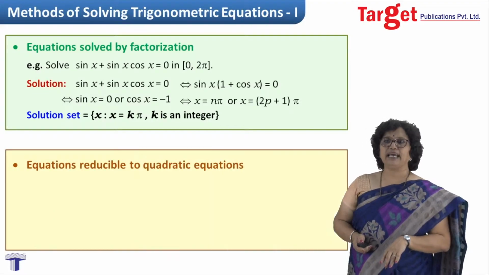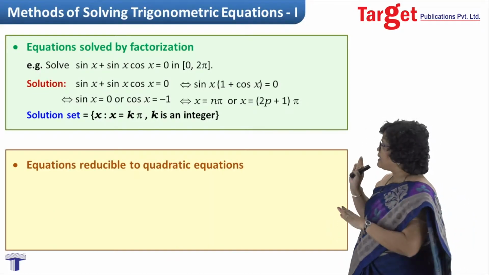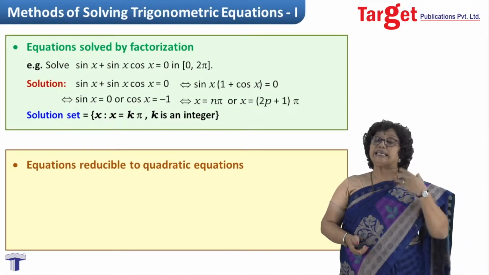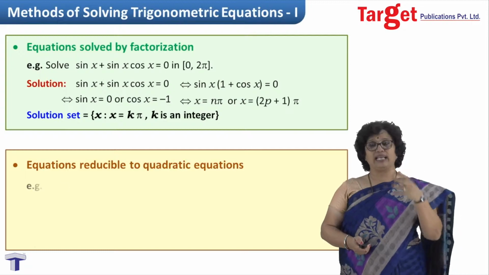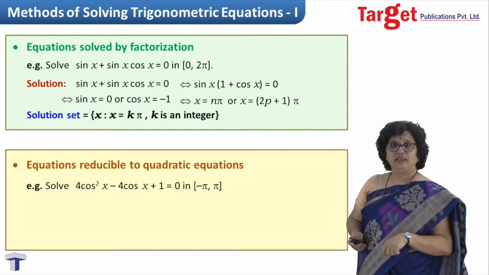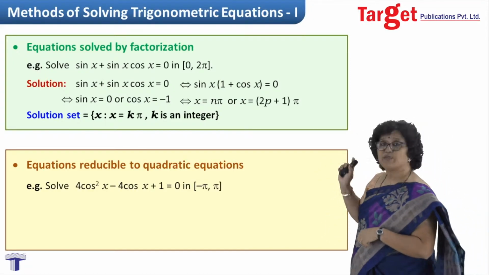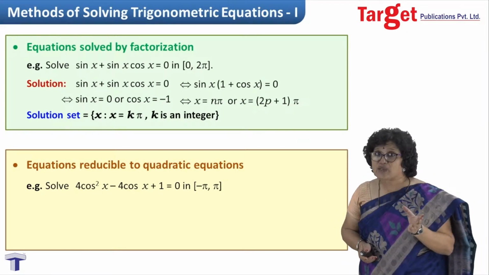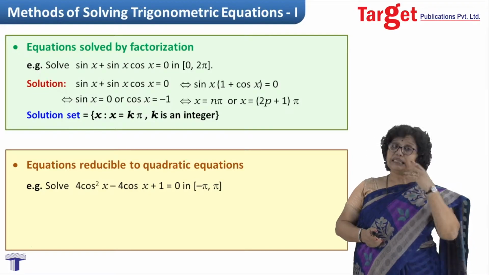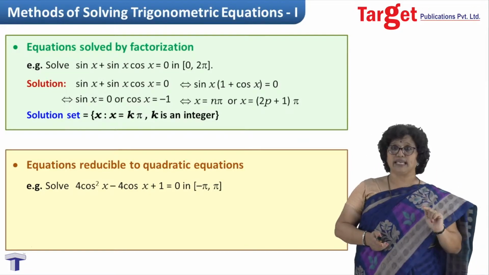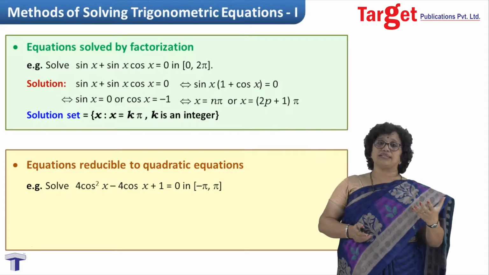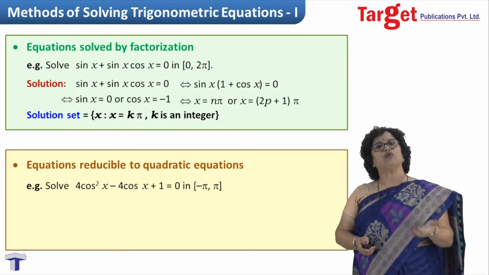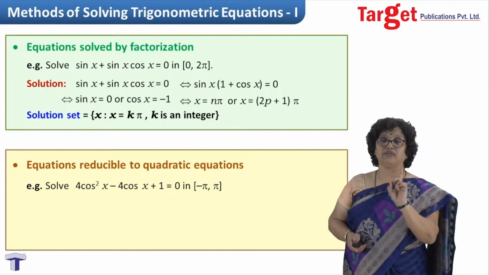Let us move further and take one more method. You can use your quadratic equation information also. Try to reduce the given equation to a quadratic one. I take one example: 4 cos square x minus 4 cos x plus 1 equal to 0. And again, the interval is minus pi to pi. This expression is quadratic in cos x. So, if you wish, you can write cos x equal to t and rewrite that equation as 4t square minus 4t plus 1 equal to 0, which is a quadratic equation.